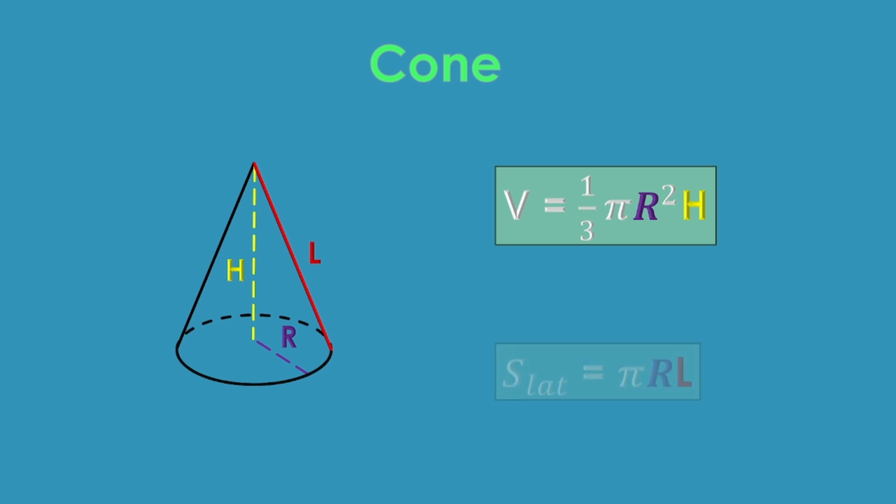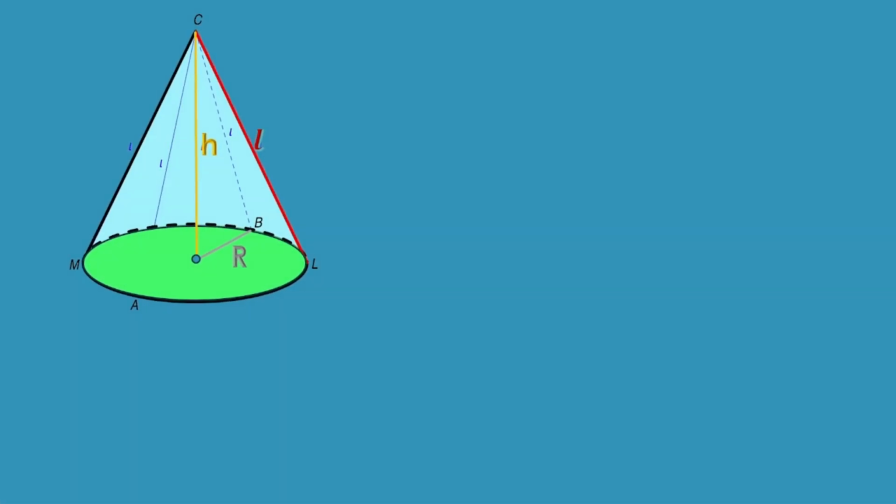The lateral surface area of a cone is equal to the product of the number pi, the radius of the base r, and the length of the generator L of the cone, which is written by the formula S lat equals pi r L. I can prove to you why the area of the lateral surface of a cone equals pi r L.